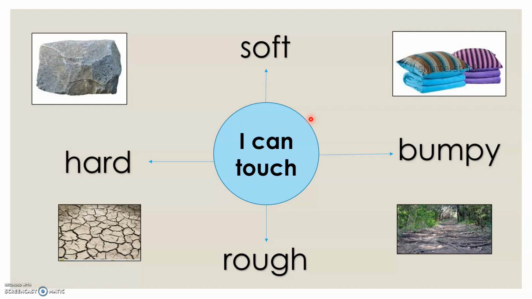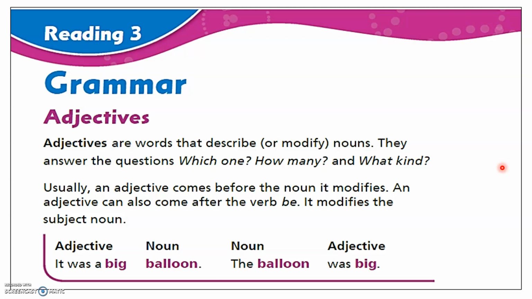Because usually we describe what we see, what we smell, what we taste, what we touch, as you can see in this page. Okay, so what can we touch? We can touch soft, hard, rough, bumpy, and so on. Okay, so what is an adjective? Adjectives, they are words that describe nouns. They answer the questions which one, how many, what kind of. Okay, so adjectives, they tell what the noun is like.